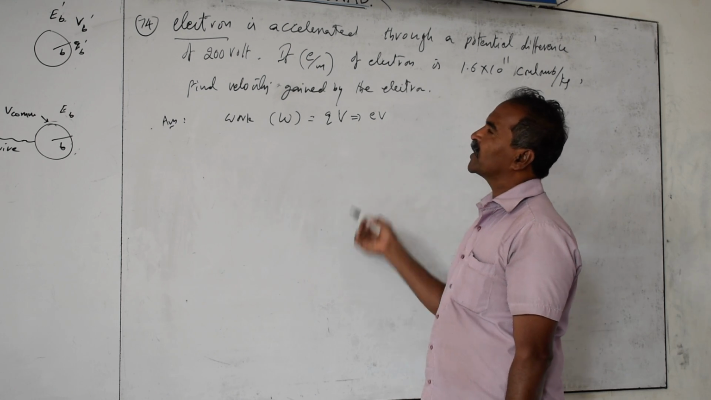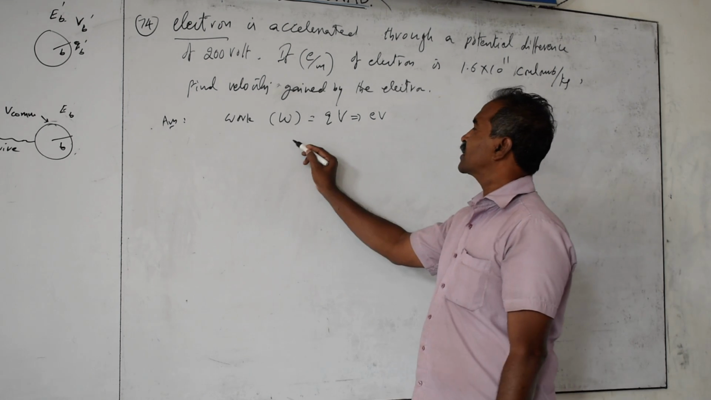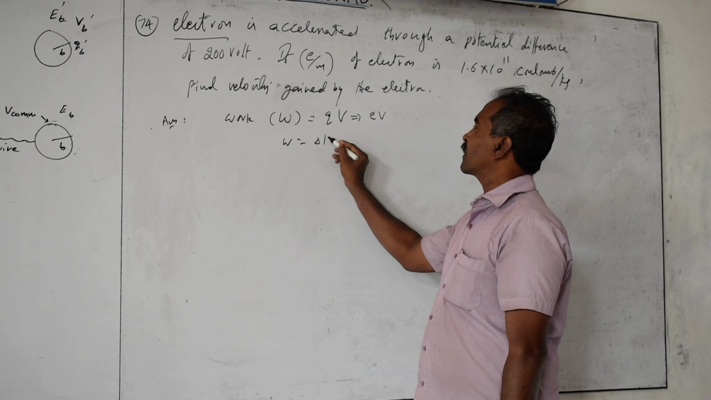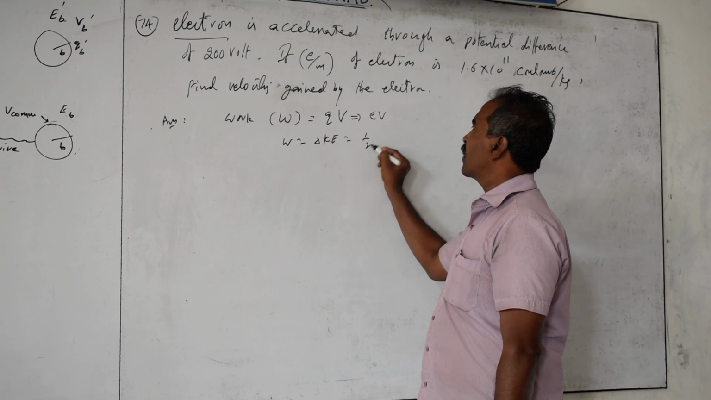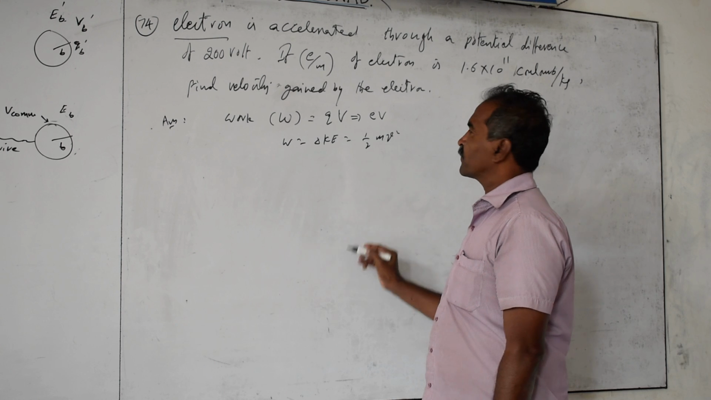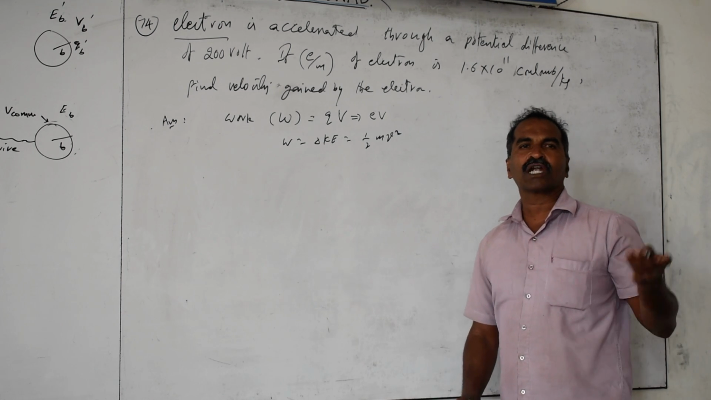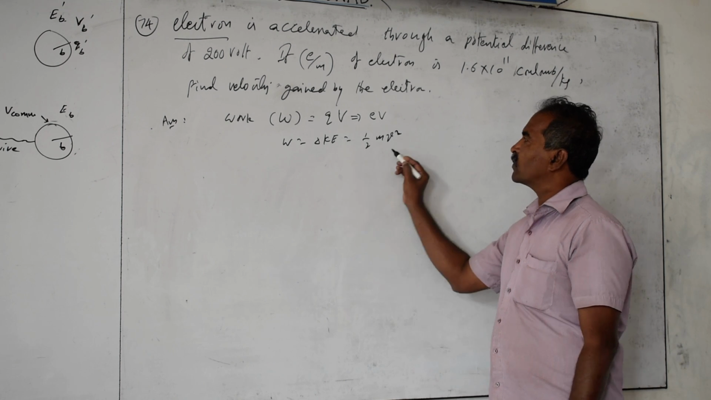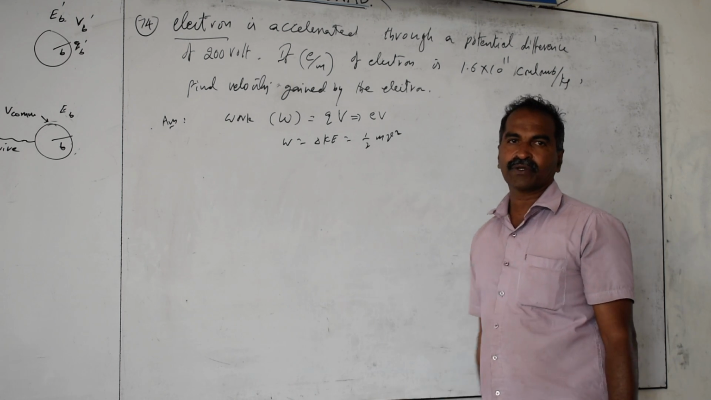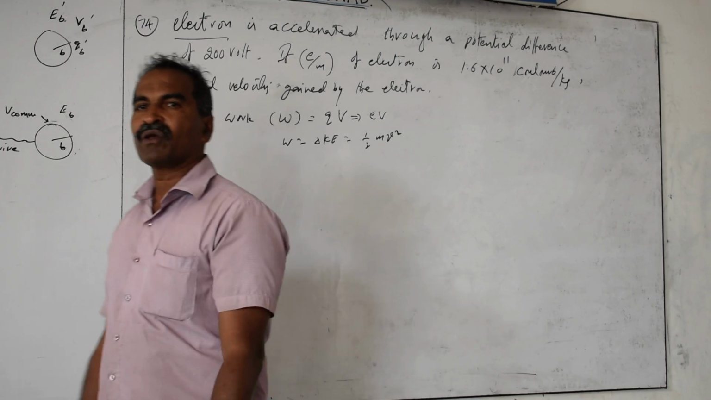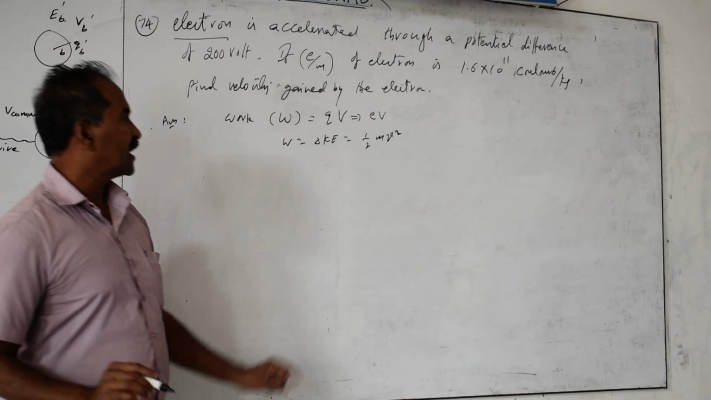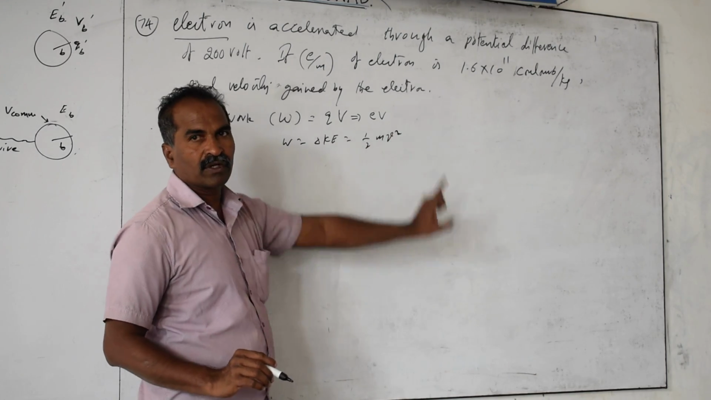Whatever work is done is converted into a change in kinetic energy. So work is also equal to delta kinetic energy, which equals half m V squared minus half m U squared. When they don't mention the initial position, I will start from rest. So the kinetic energy change is half m V squared only. V we have to find out.